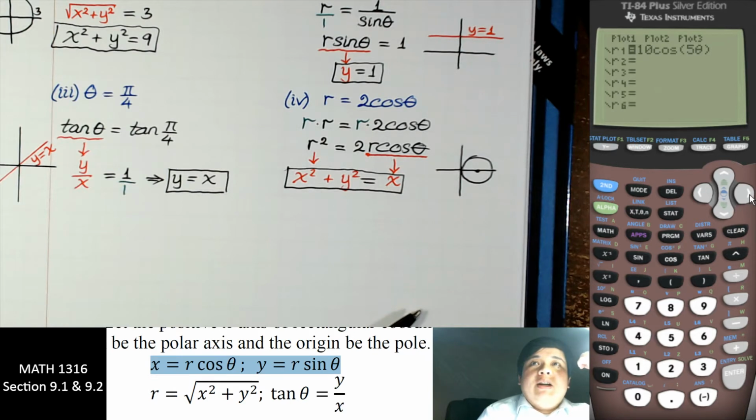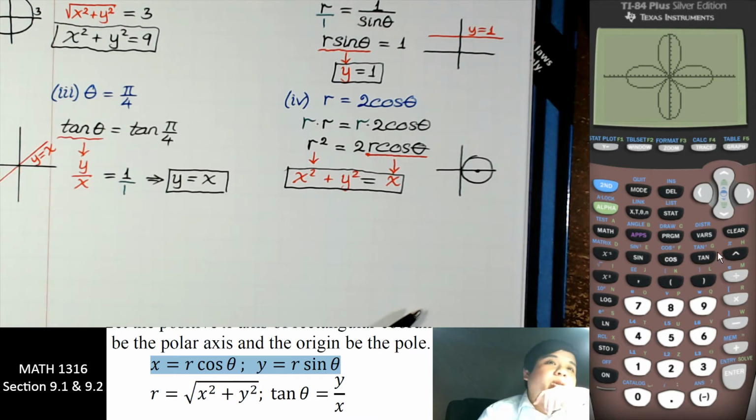Now, if we put an even number, it will double the number of petals. If we put 2, it's going to be 4 petals. 1, 2, 3, and 4.